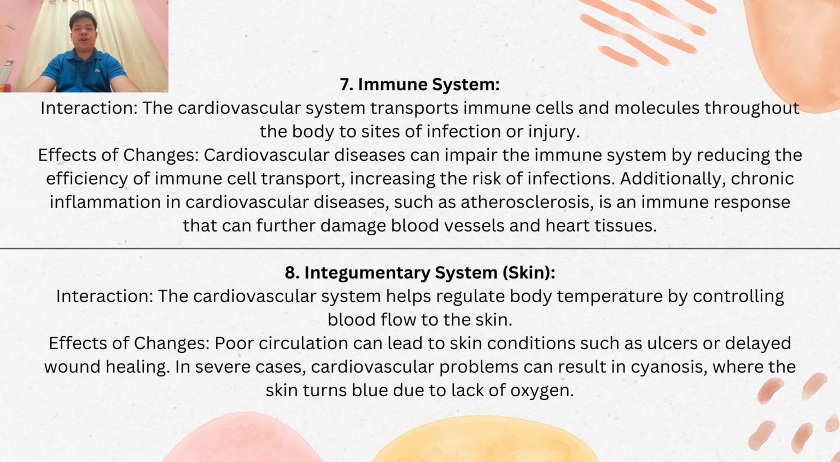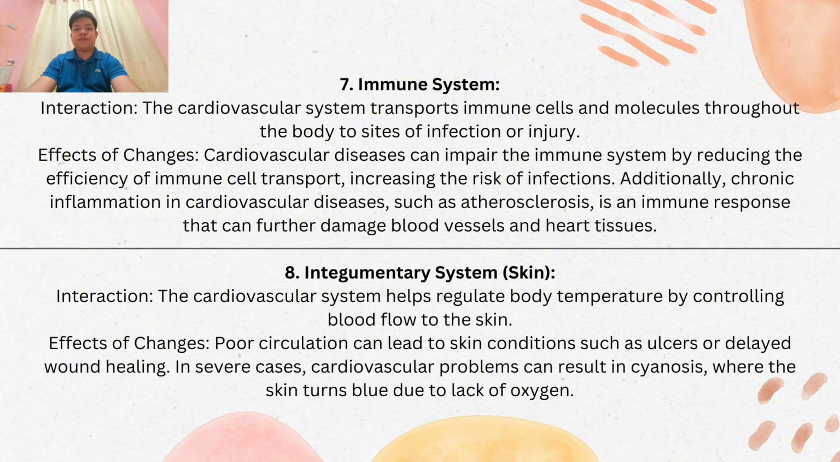Number 7, immune system interaction. The cardiovascular system transports immune cells and molecules throughout the body to sites of infection or injury. Effects of change: cardiovascular disease can impair the immune system by reducing the efficiency of immune cell transport, increasing the risk of infection. Additionally, chronic inflammation in cardiovascular disease such as atherosclerosis is an immune response that can further damage blood cells and heart tissues.